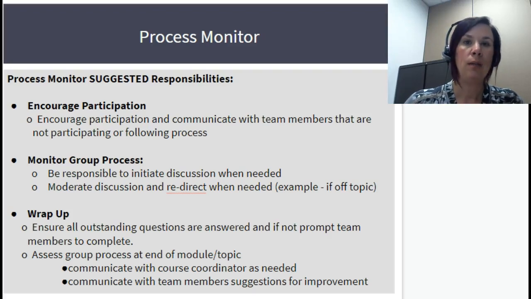For wrap-up, the process monitor can ensure that all outstanding questions are answered, and if not, prompt the team members to complete them. They also can assess group performance or group process at the end of each module or topic and communicate with the course coordinator if needed, and also communicate with their teammates to find ways to improve in the future.